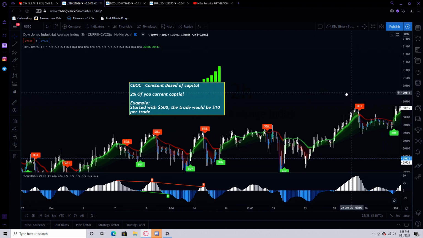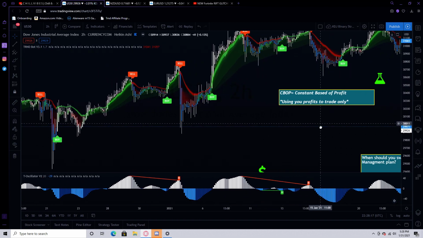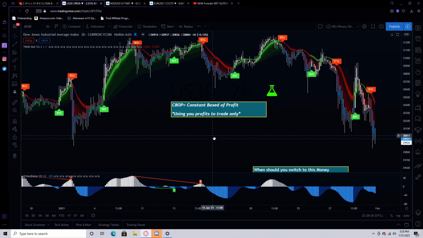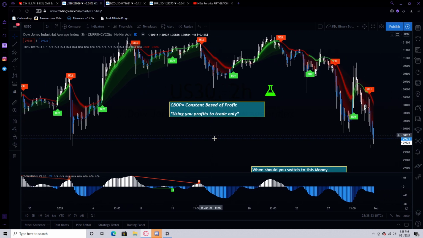Now let's get to the second one. The second one is called constant base of profits. What it is, is just using your profits to trade. Usually you would use this money management plan when you're testing new strategies, or if you want to risk less than your usual amount. So say you don't want to use CBOC, you don't want to put your capital on the line, you want to put your profits on the line instead, right?